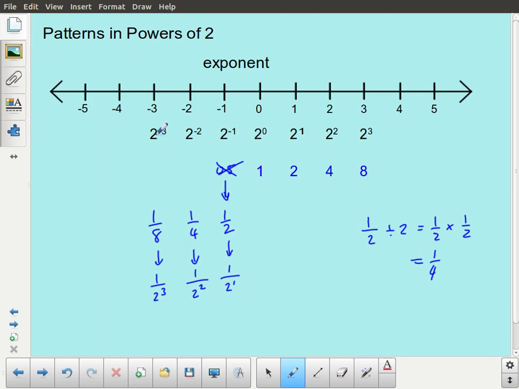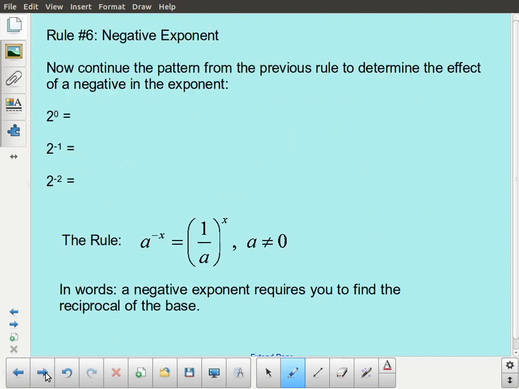So you can see, for example, 2 to the negative 3 is exactly the same as 1 over 2 to the positive 3. So we see this effect with a negative exponent. We can rewrite this with a positive exponent where we move between numerator and denominator. So 2 to the 0 was 1. Divide by 2 is 1/2. Divide by 2 is 1/4. But that's also the same as 1 over 2 to the 1, 1 over 2 to the 2.